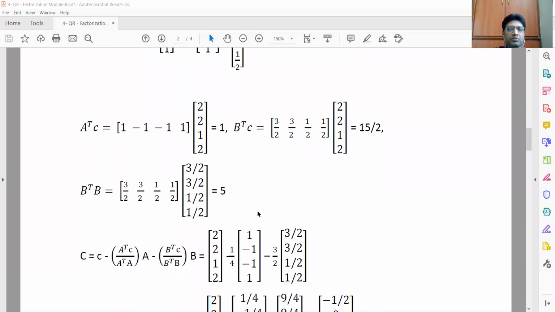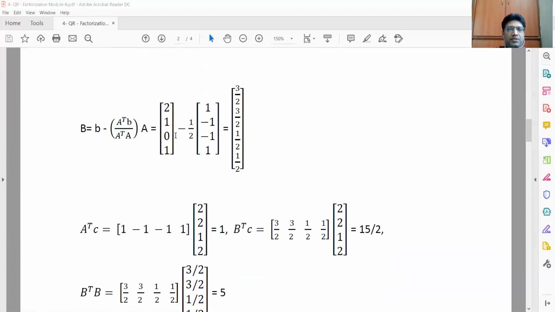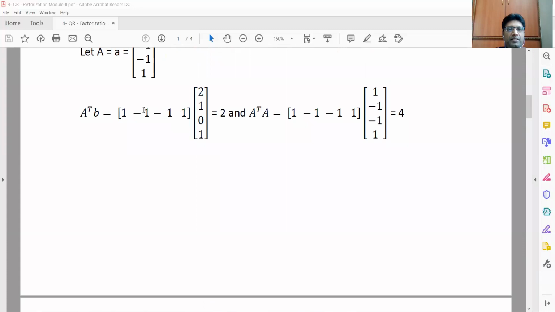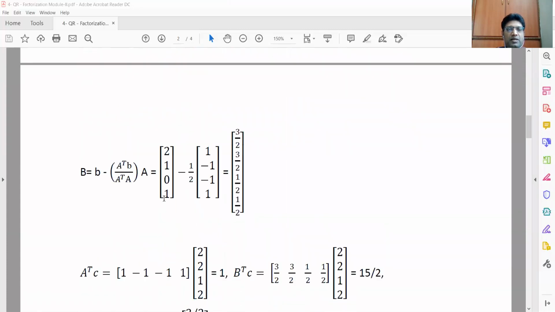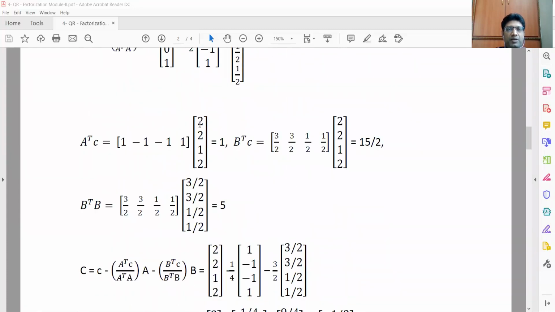Next, to calculate C, I require A transpose C, B transpose C and B transpose B. A transpose A is already available. For A transpose C, A is this matrix, and I write its transpose and multiply with C, and we get 1. Similarly, I calculated B transpose C, and we got 15 by 2. B transpose B is 5.